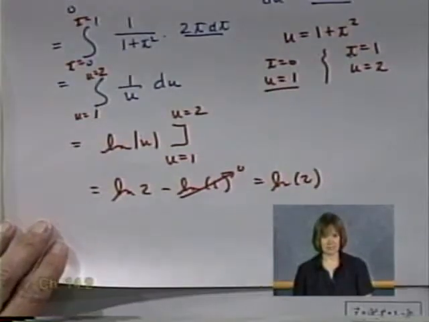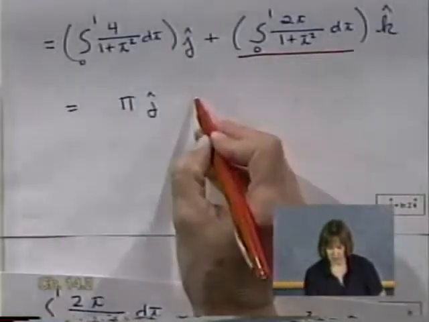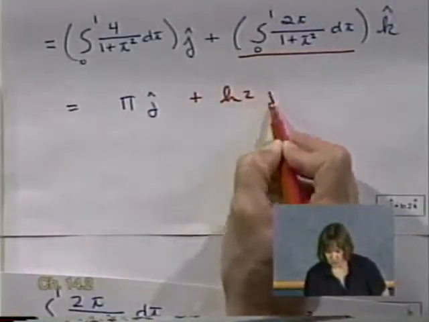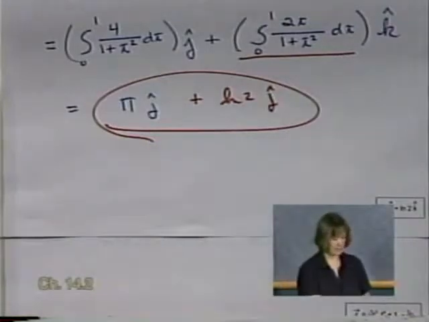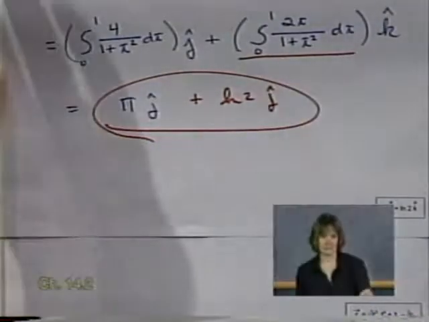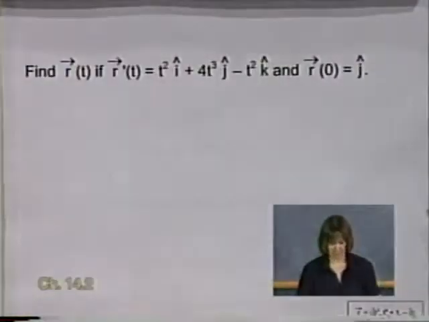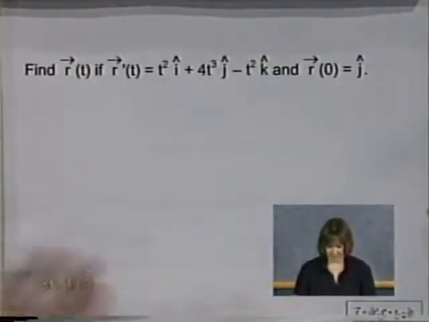So my last integral is natural log of 2. So here I'll put plus natural log of 2j. And so what can make these difficult is we have to remember how to do an integral. Okay? All right. Last one.